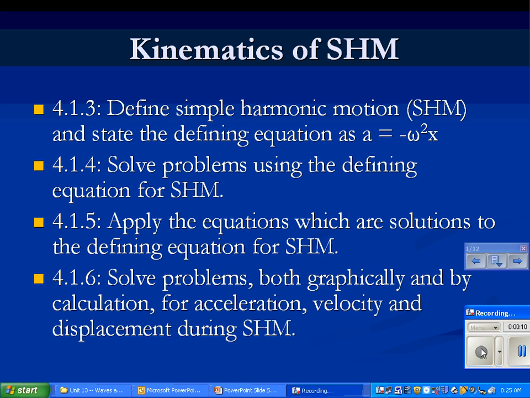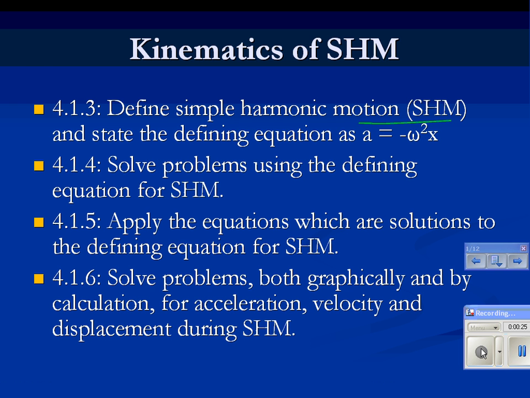You should be able to define simple harmonic motion and state the defining equation as acceleration equals negative omega squared times x. We'll talk about that a little bit, but recognize that this is the equation that defines when you get simple harmonic motion. If the acceleration of an object is directly proportional to the displacement of that object and in the opposite direction. Those are the three critical things of that equation.